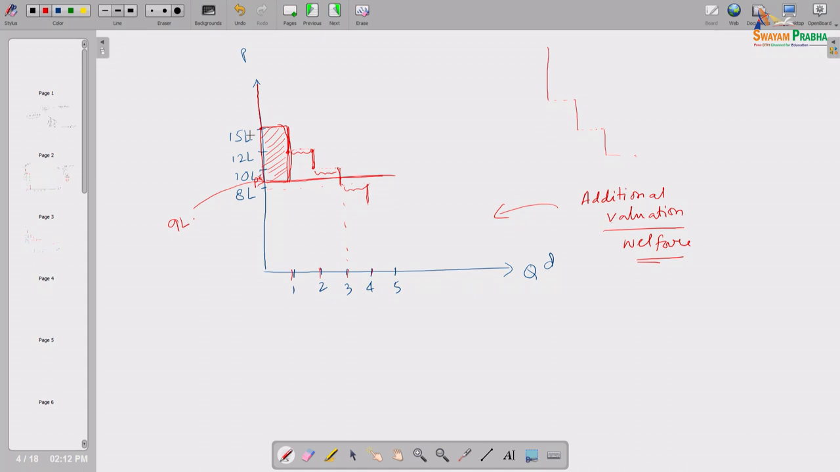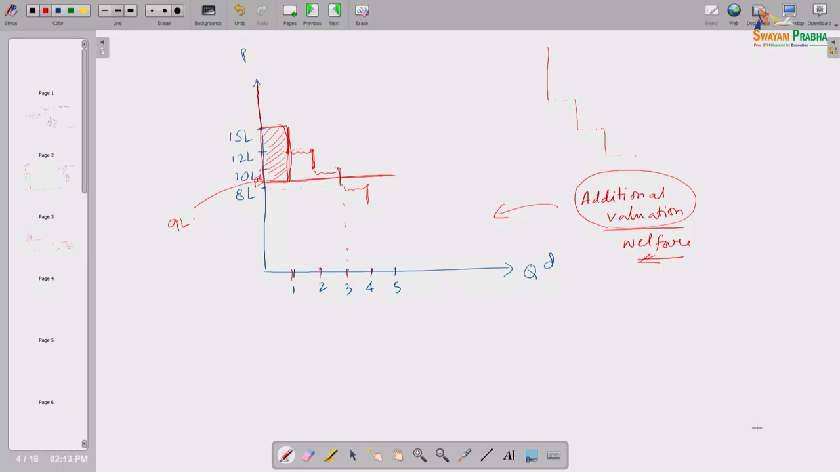So, this 15 lakh rupees is the valuation to him, but he is paying only 9 lakh because 9 lakh is the market price. Whatever the gap, he is gaining that much extra, that is why it is called additional valuation. It is sometimes called welfare also, that person is gaining that much welfare.